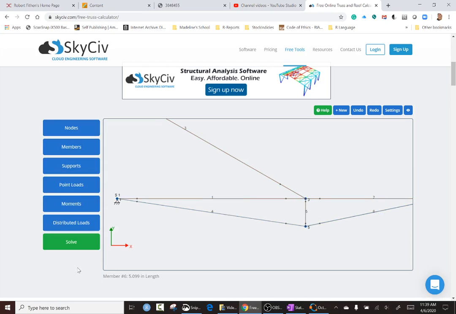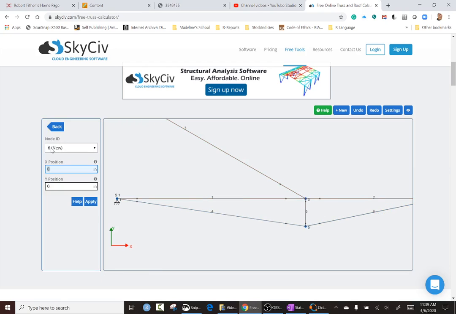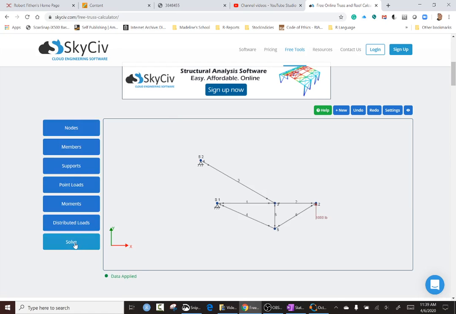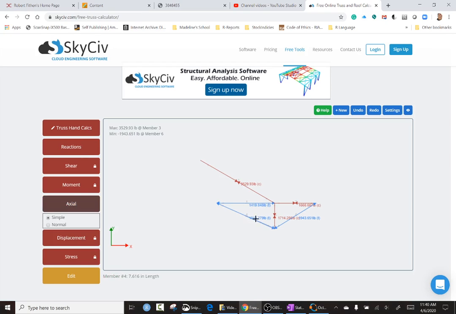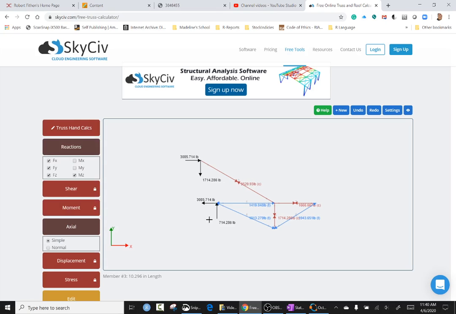5,000 or a little bit more in tension there. Let's go back and hit node 5 again. This time we'll move it down 3. Go back, solve. Notice it changed it from 5,000 to 1,800. So the closer this point moves up here, the higher these two loads are. But the key is the reactions are always the same. So I can move this point up or down. Notice the reactions, none of them changed.